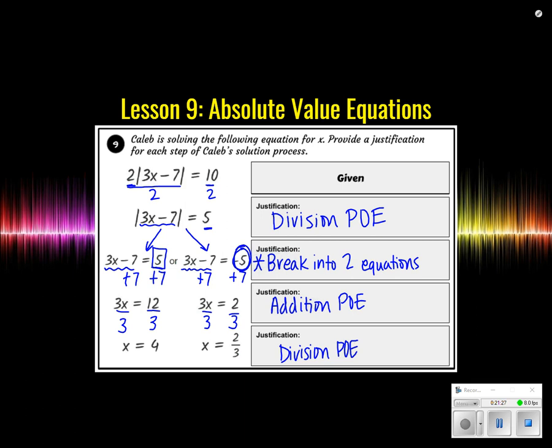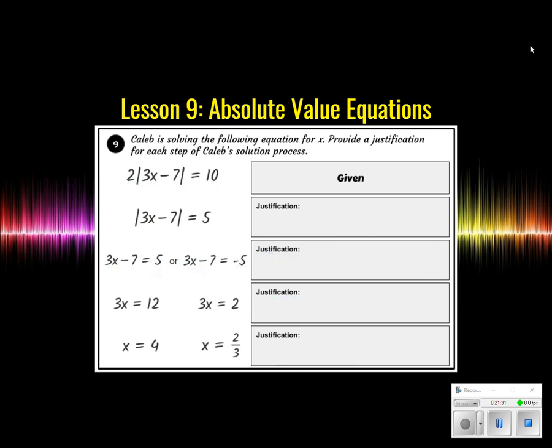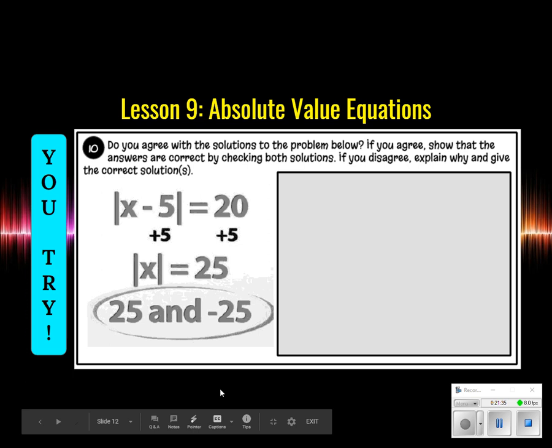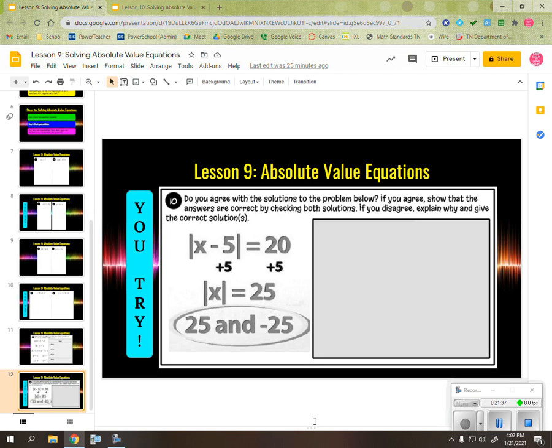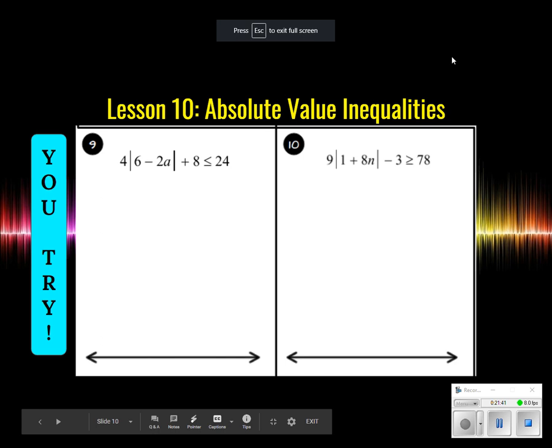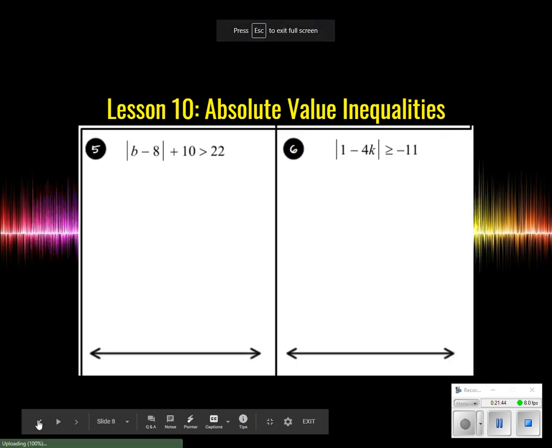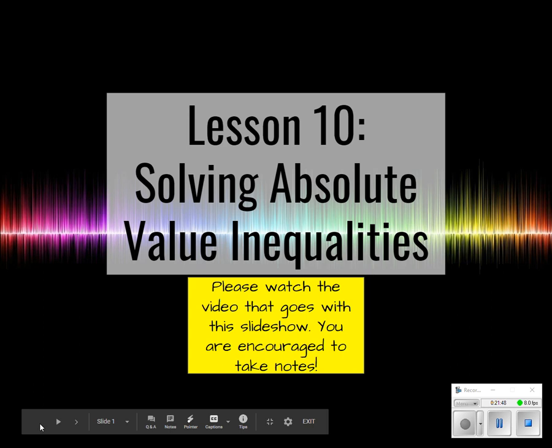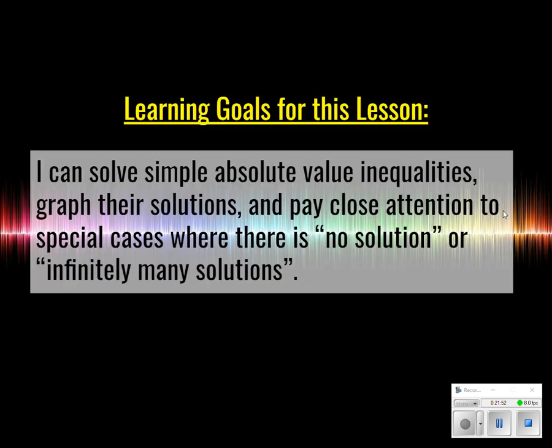Okay, so that's going to end lesson 9. We're going to go ahead and jump into lesson 10. Okay, so lesson 10, solving absolute value inequalities, very, very similar.